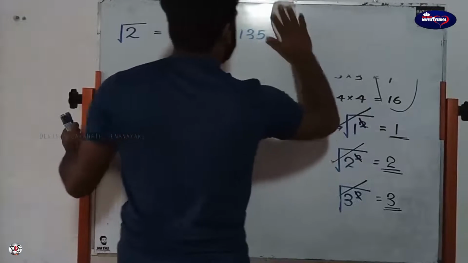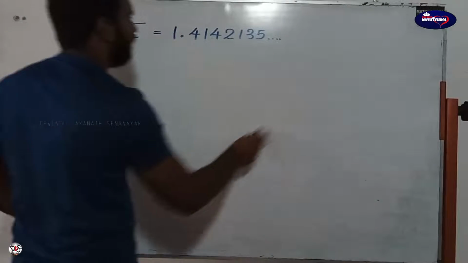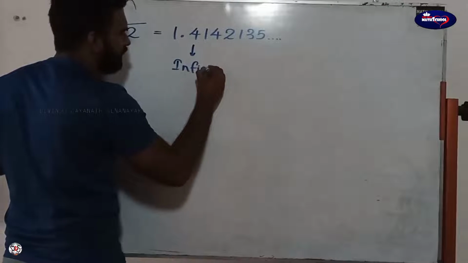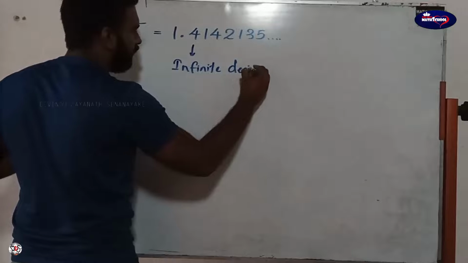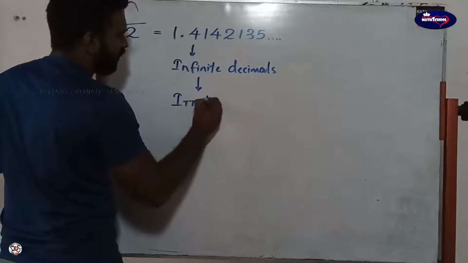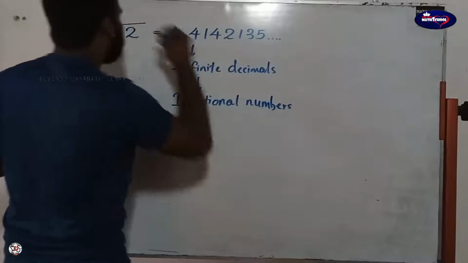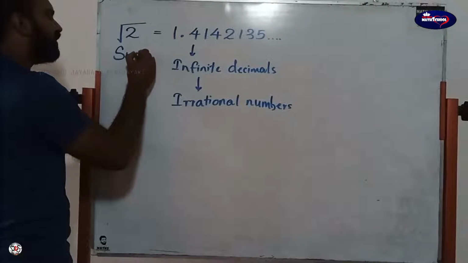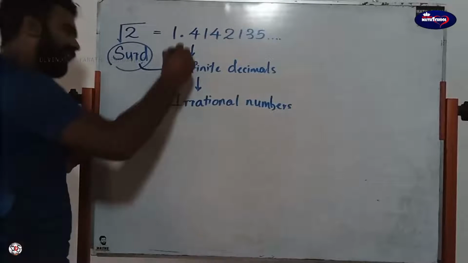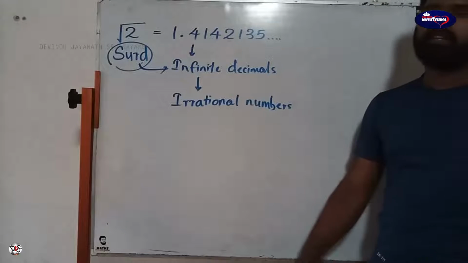Under which you wrote, you can write down and show if you need. The square root of 2 is something like this. So that means this will be taken to infinite decimals. Infinite decimals means not rational. That means irrational numbers, right? So finally, surds will be under... this is a surd. A surd will be written as an infinite decimal, and an infinite decimal means it is an irrational number. So surds will be taken under irrational numbers.